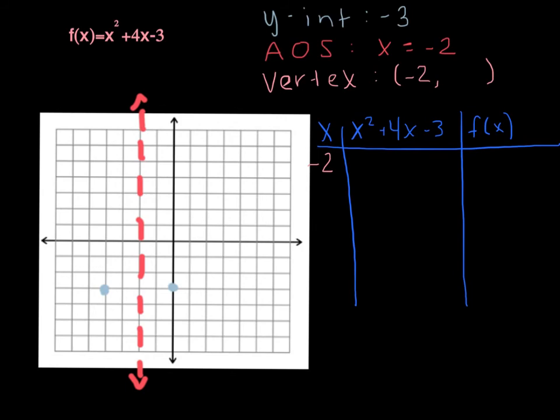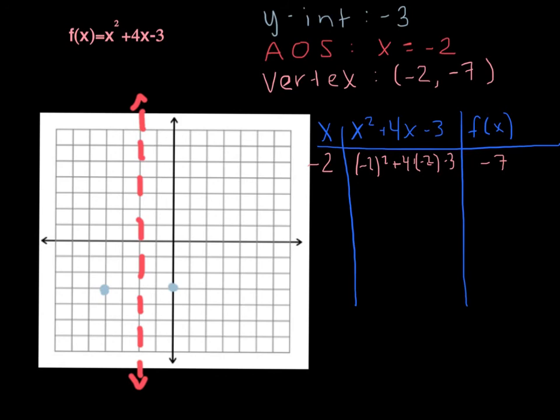So if I have negative 2 squared plus 4 times negative 2 minus 3. And when I plug that x value in, I get a negative 7. So this is the other part to my vertex, correct? My f of x is negative 7.